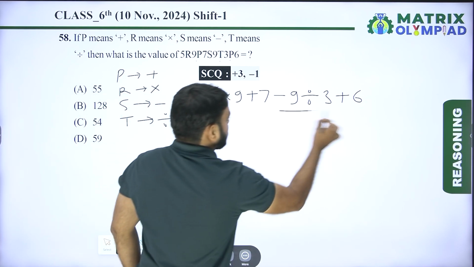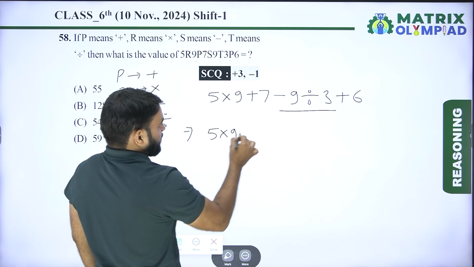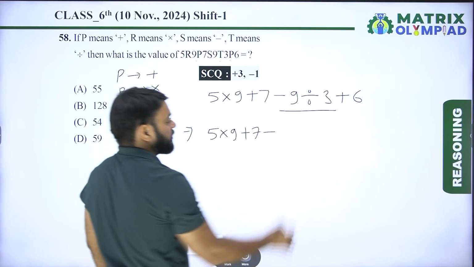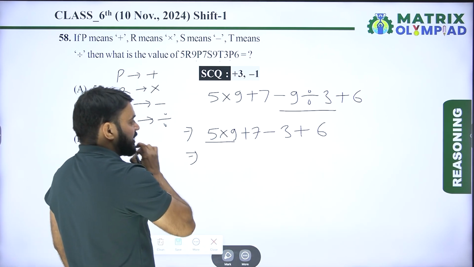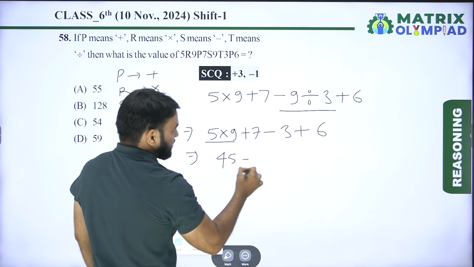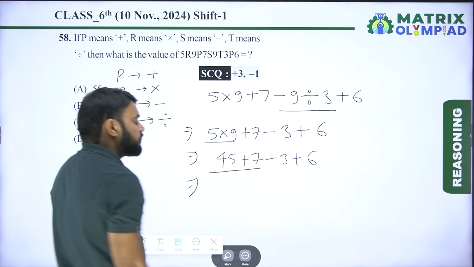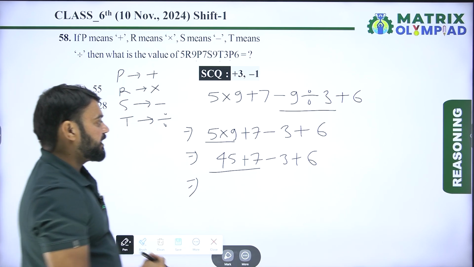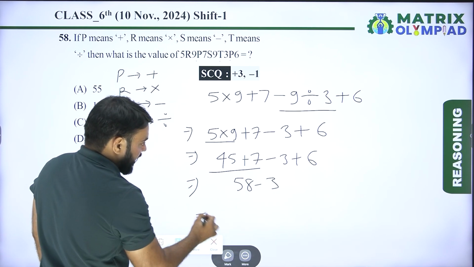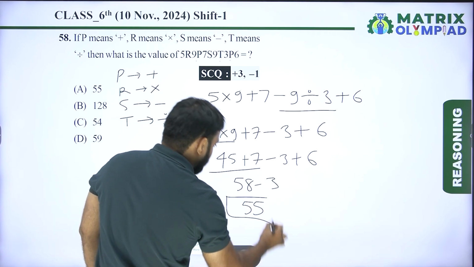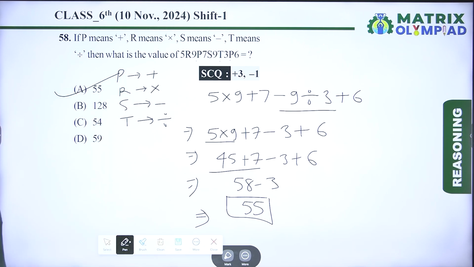So first divide the numbers according to BODMAS, then multiply the numbers. So 5 multiplied by 9 plus 7 minus 9 divided by 3, it means 3, plus 6. Now multiply the numbers. 5 multiplied by 9, it means 45 plus 7 minus 3 plus 6. Now add the numbers. 45 plus 7, it means 52. 52 plus 6, it means 58, minus 3. 58 minus 3, it means 55. So the value of the given equation is 55. So here option A is the correct answer of this question.